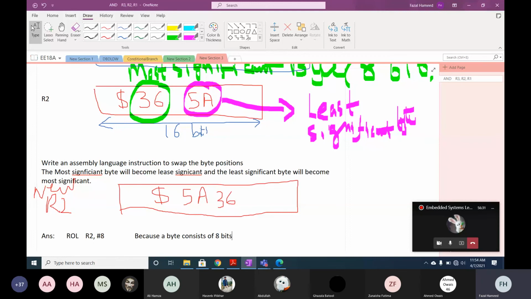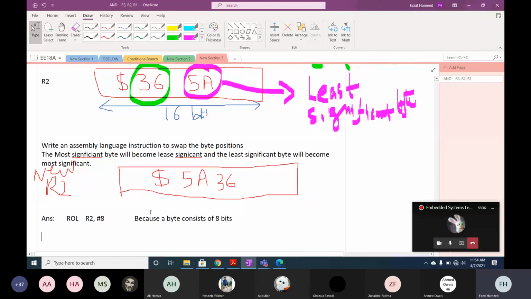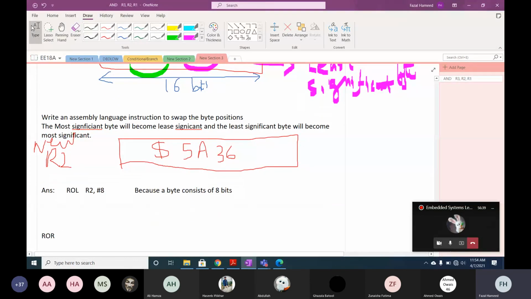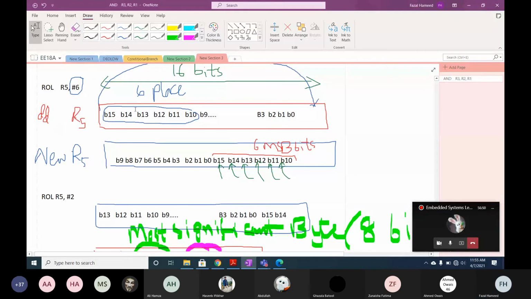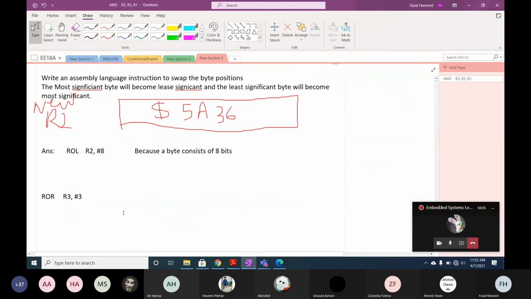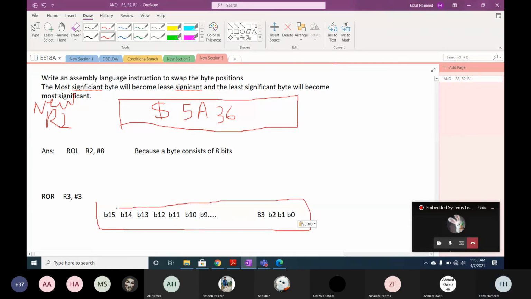Okay. So similarly, we also have ROR, rotate right, R3 with. Now let's assume a scenario that the contents of R3 are this. So what should be the new contents? Now we are rotating on the right. So what will be the new contents of R3?